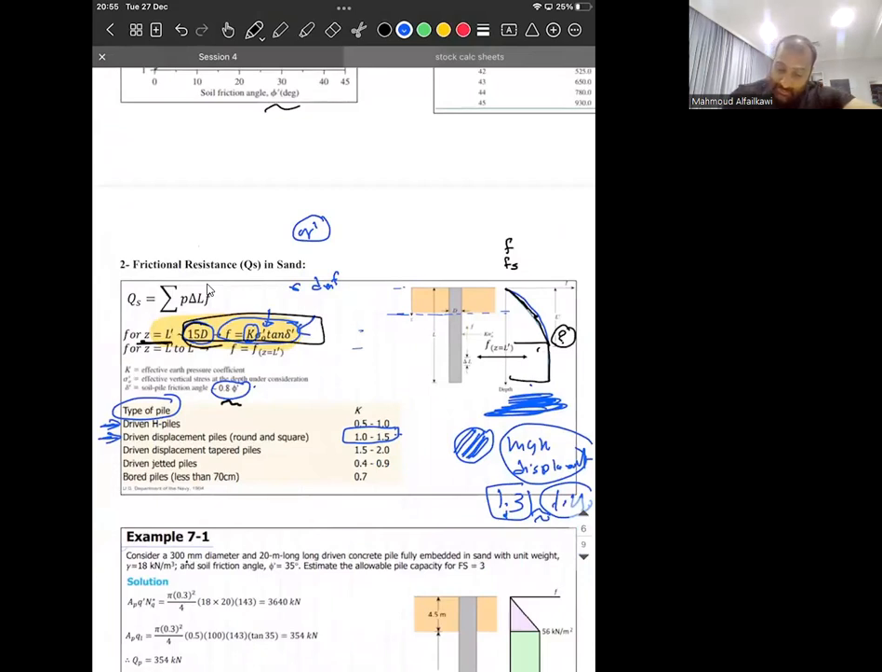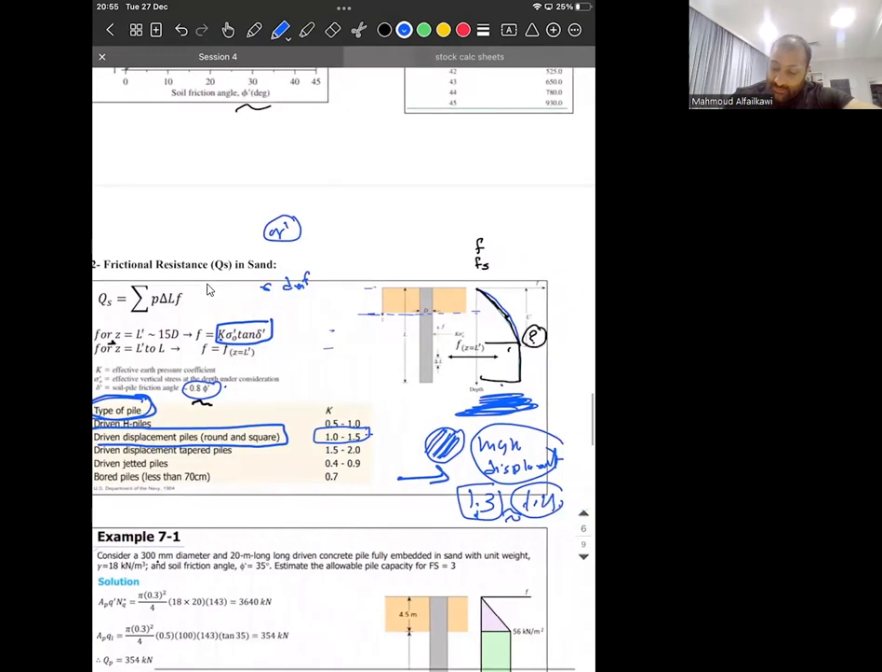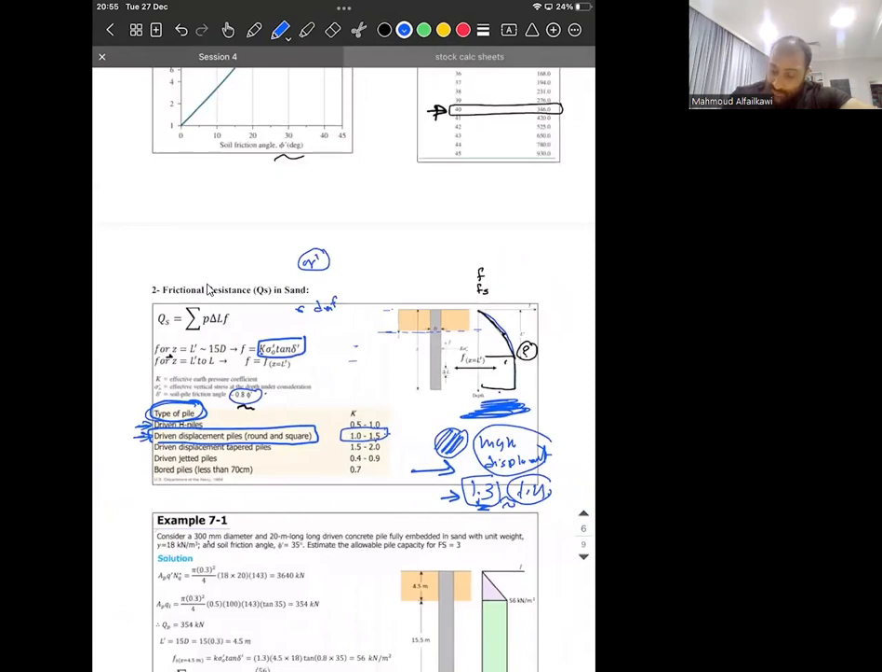And then you have this formula that you're going to calculate with, which is basically K naught, or K, sigma naught tan delta. I'm going to talk about K first. So K is dependent on the type of the pile. In our example, we're using driven displacement piles, which are high displacement piles. Usually you go with 1.3, which is in the range of 1 to 1.5. There is no right and wrong here. You could choose whatever. I usually take the middle one, which is 1.3. Now we solved K's problem.